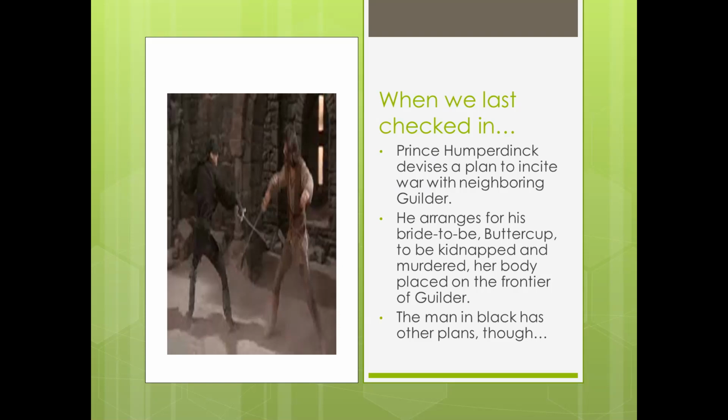Interestingly, rather than marry Buttercup and just live a healthy and happy life, he believes that if he introduces her to the people, they will fall in love with her due to her great beauty and her civility toward them, because she herself was once, of course, a commoner. Now, once he's done this, he realizes that he will easily have the backing of his own people, the Florinese people, in going to war if they were to suspect that Buttercup was murdered by an agent of Gilder. So he arranges for his bride-to-be, Buttercup, to be kidnapped and murdered with her body placed on the frontier of Gilder.